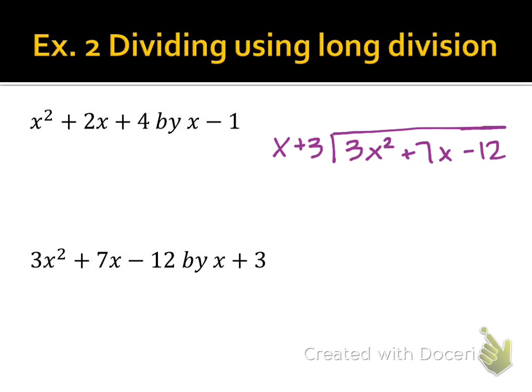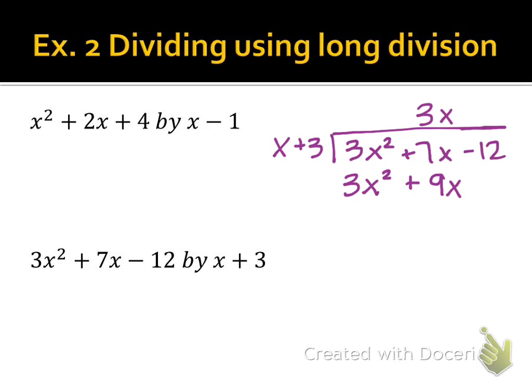Now, once I get all that plugged in, this is the part where people go, what do I do now? So what you do, I ask myself, what do I need to multiply by this x to make it identical to 3x squared? 3 and x. Where is that 3x going to go over top of? The 7x, because it's got to be the like term. So then I just distribute this 3x to both terms. 3x times x is 3x squared. 3x times 3 is 9x.